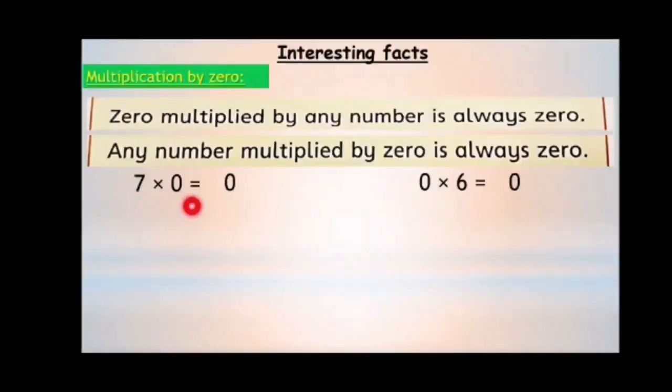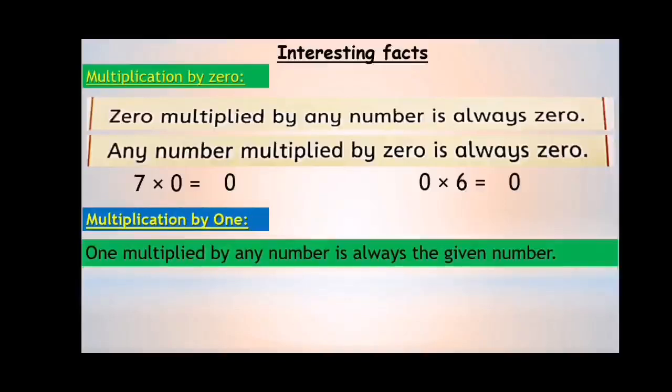7 times 0 equals 0. Or 0 times 6 equals 0. So, can you tell what is 100 times 0? Yes, your answer is correct. It is 0 because when we multiply any number by 0, the answer will always be 0.